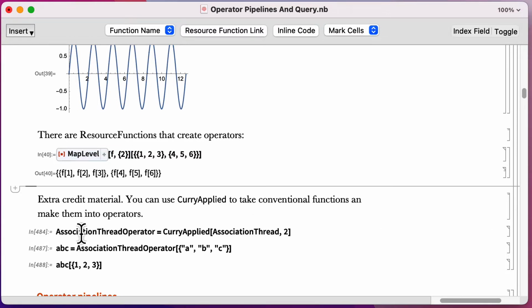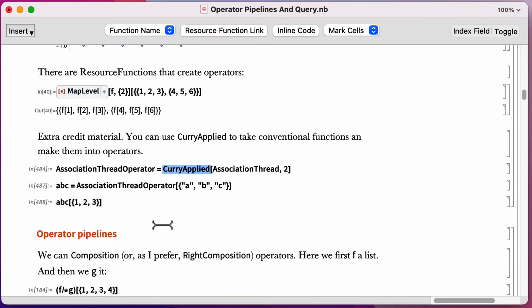You should know that if you want to take a function and turn it into an operator, the function you're going to often want to use to do that is called CurryApplied. I'm not going to spend time on it now. I'm just going to let you know that if you ever want to do this, this is where you would look up CurryApplied in the Wolfram Language documentation.